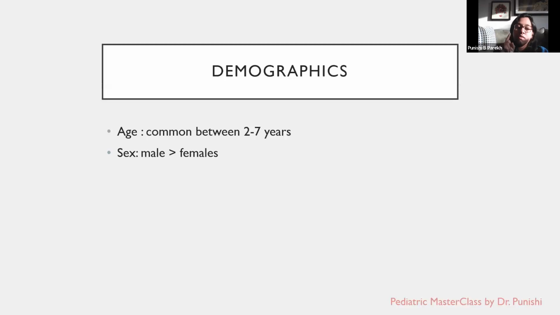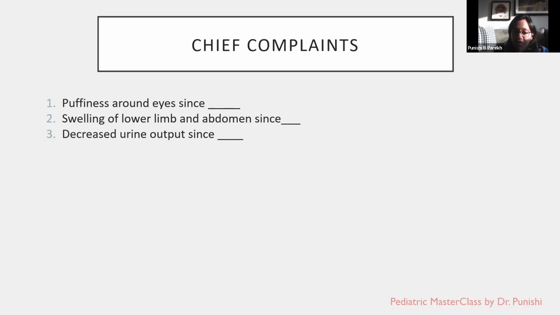So let's assume this case is a 4-year-old male child, second by birth order, born of non-consanguineous marriage, resident of Mumbai, informant being the mother who is reliable, who has come with chief complaints of puffiness around the eyes since 7 days, swelling of the lower limbs and abdomen since 3 days, and decreased urine output since 1 day.